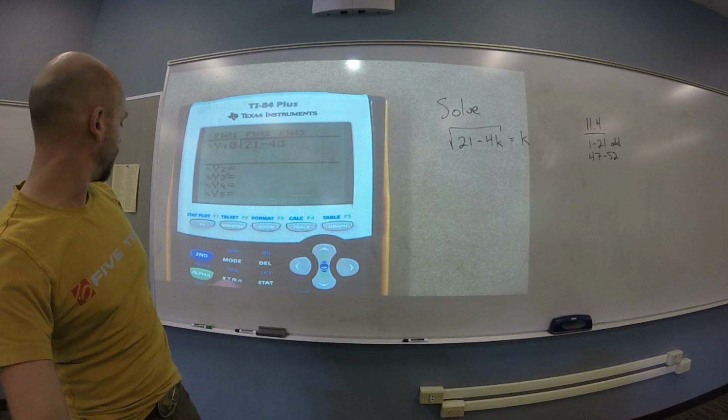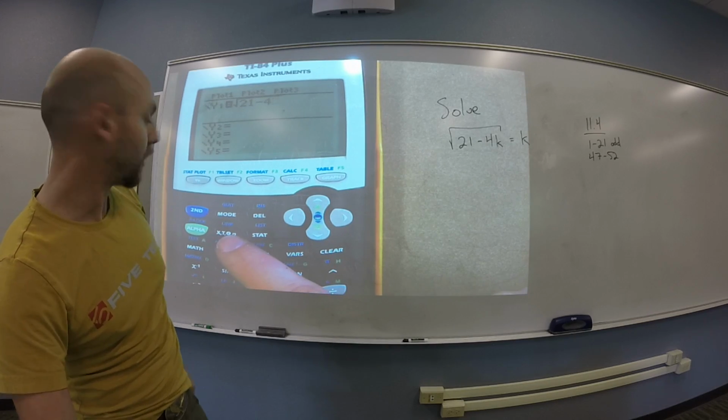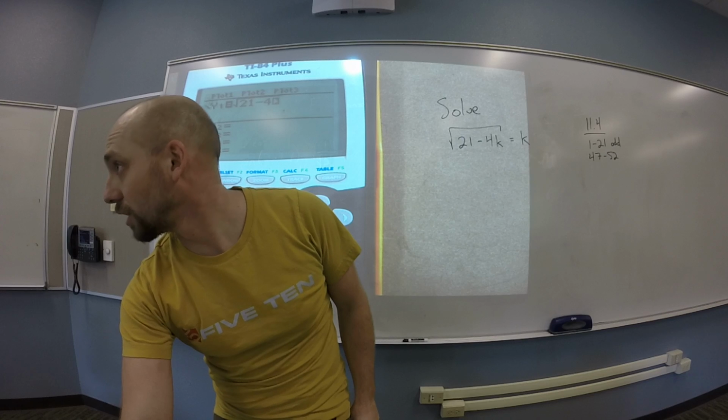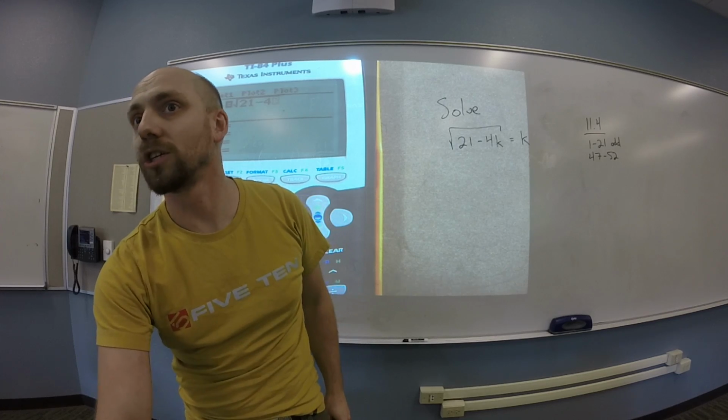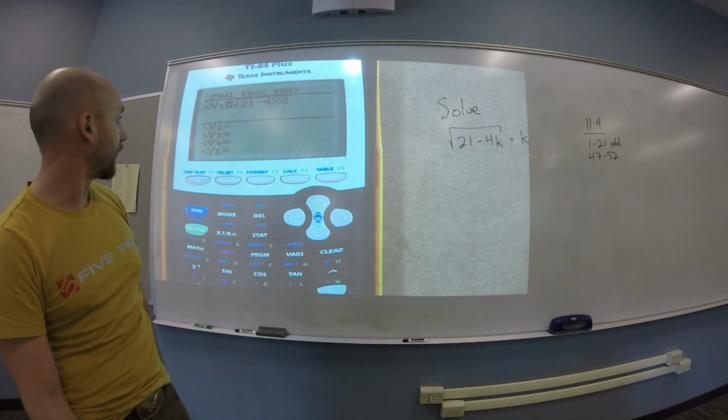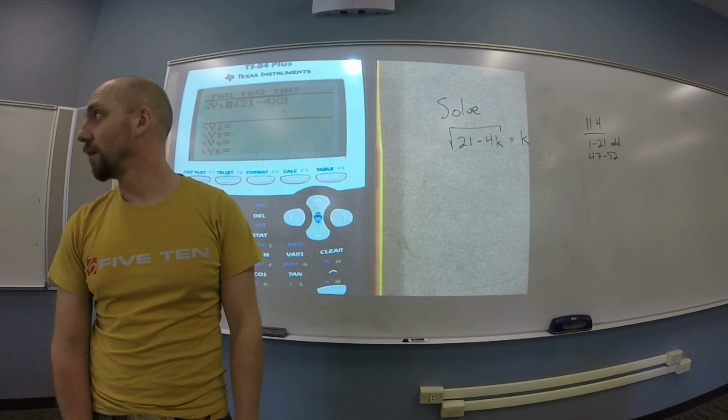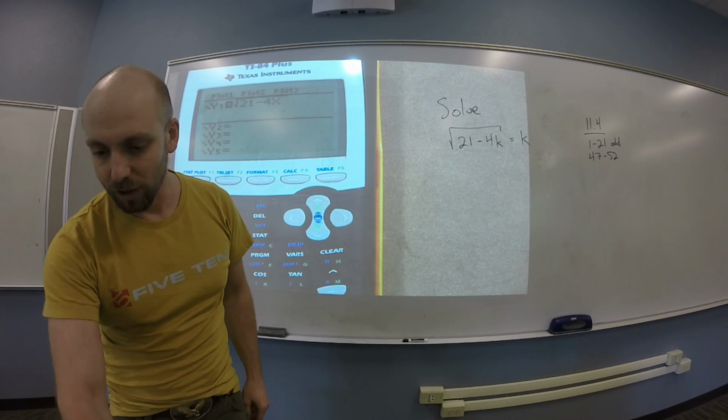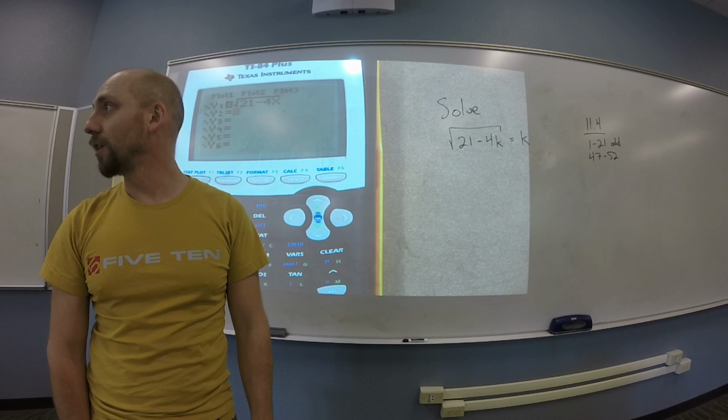So up here, you guys probably can't see it. You see this button that says X on it? It's an X, T, theta, N. That's just your variable button. So push that thing. Right? Then push enter. It's going to bring you to the next line.